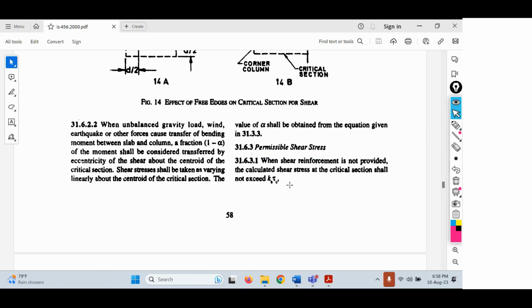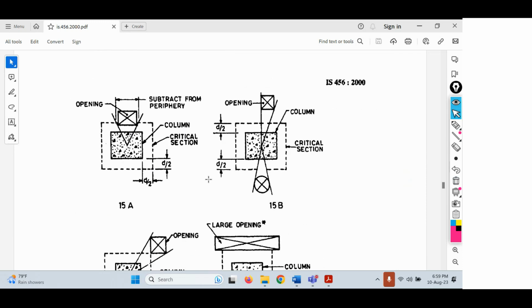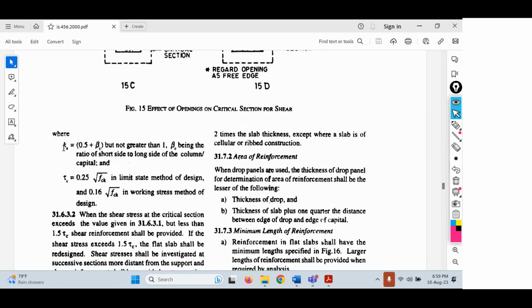From this tau c into Ks, what is the Ks value? Ks value is given here. You can see Ks equals 0.5 plus beta c. In any case, the Ks value should never be greater than 1. If the Ks value becomes greater than 1, you have to consider it as 1 only.